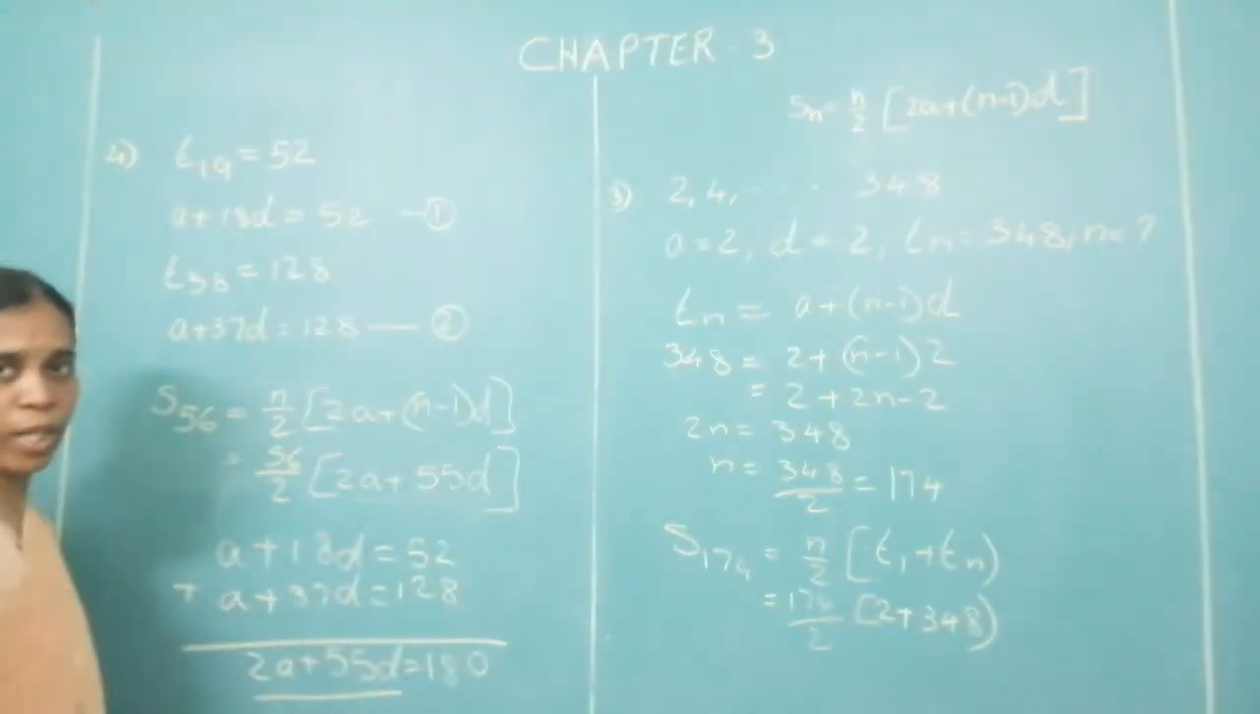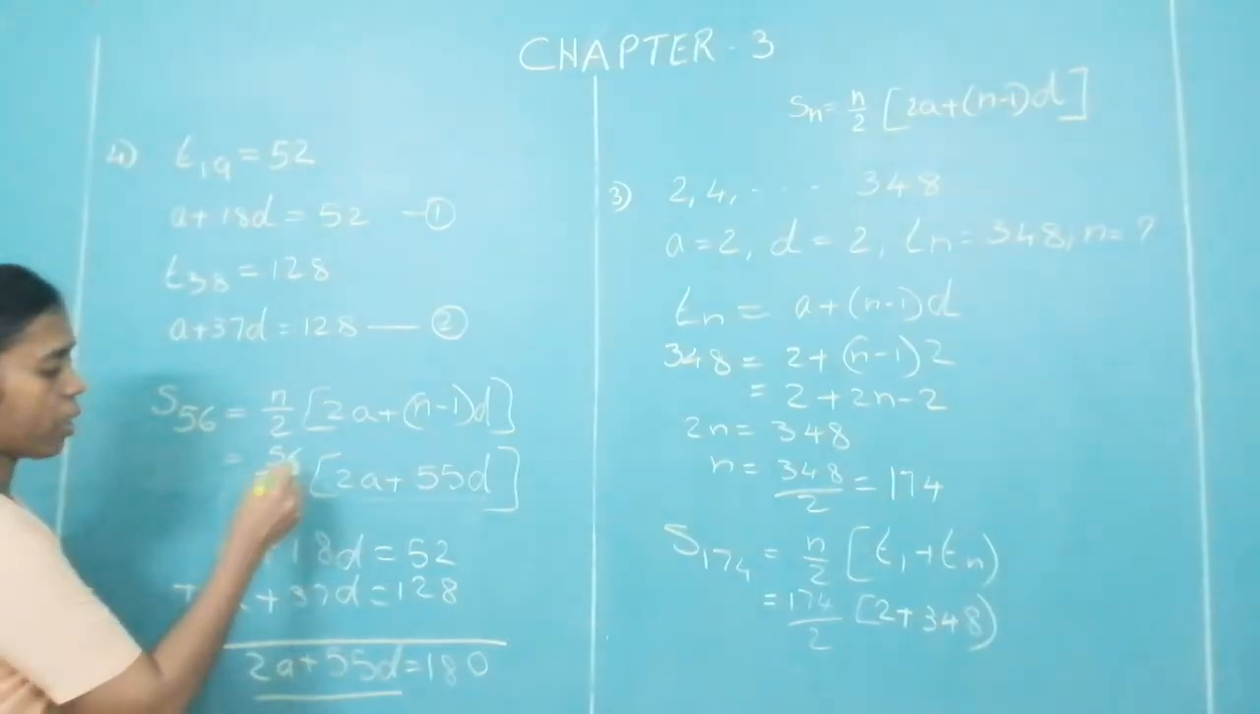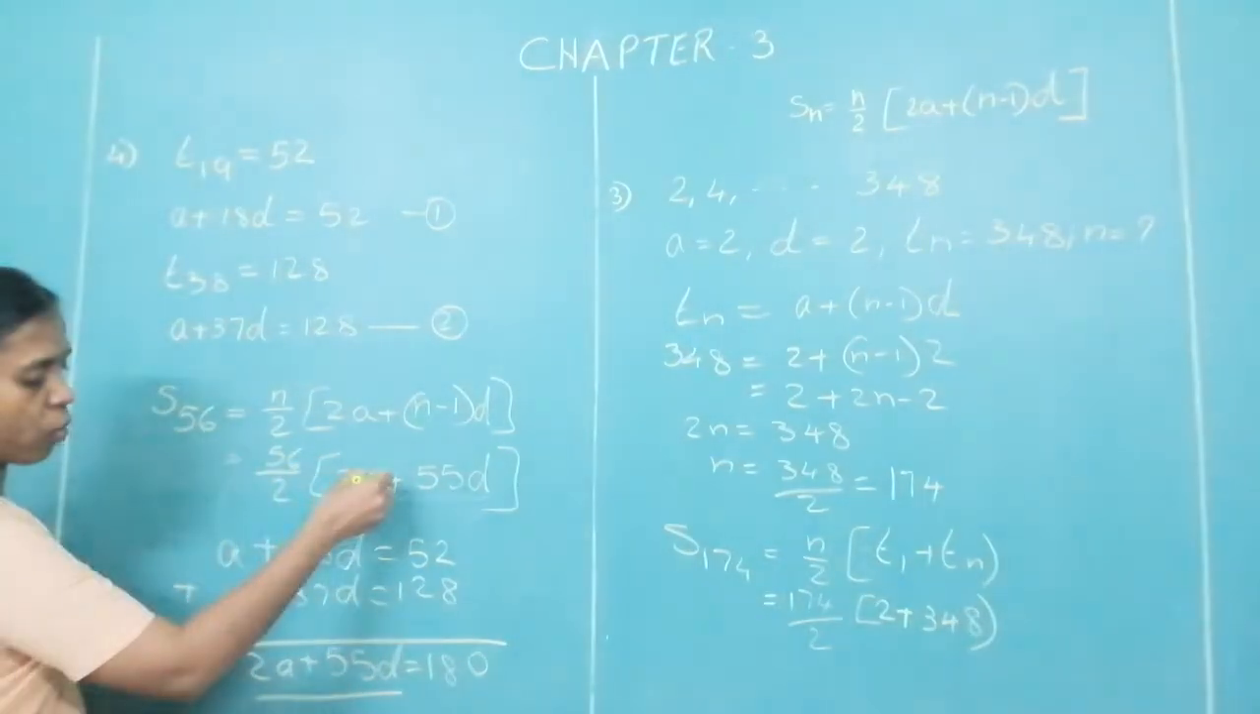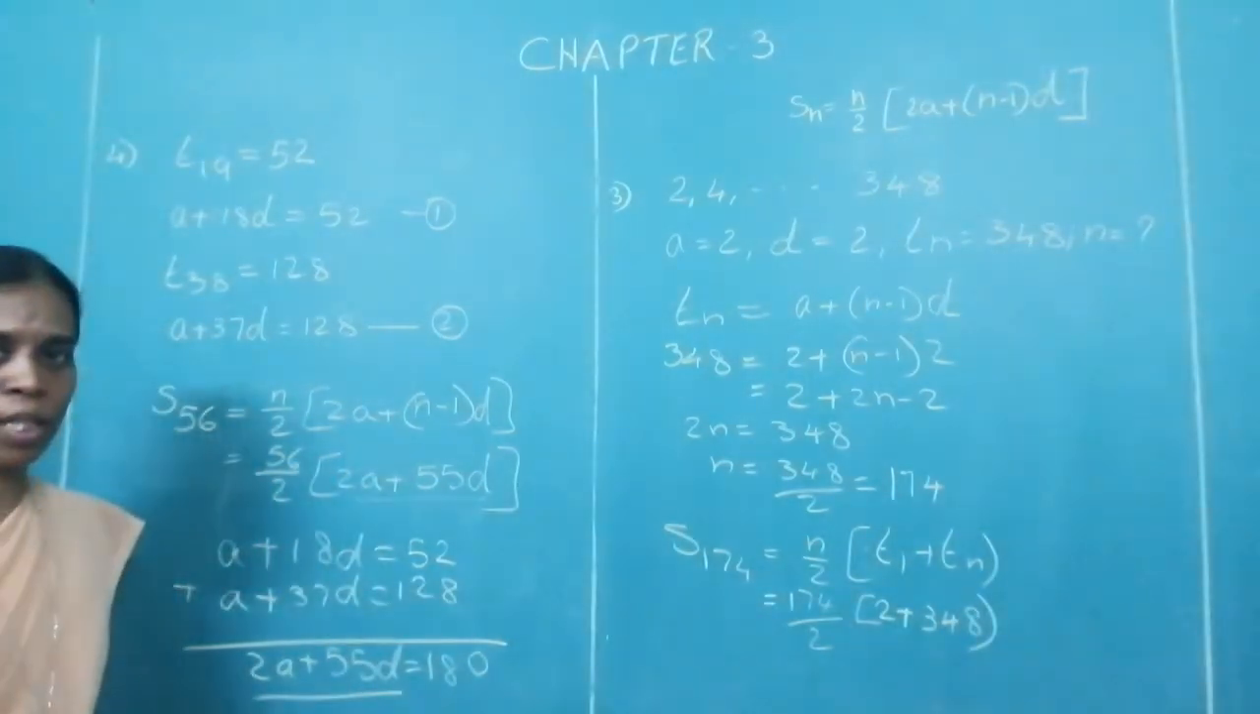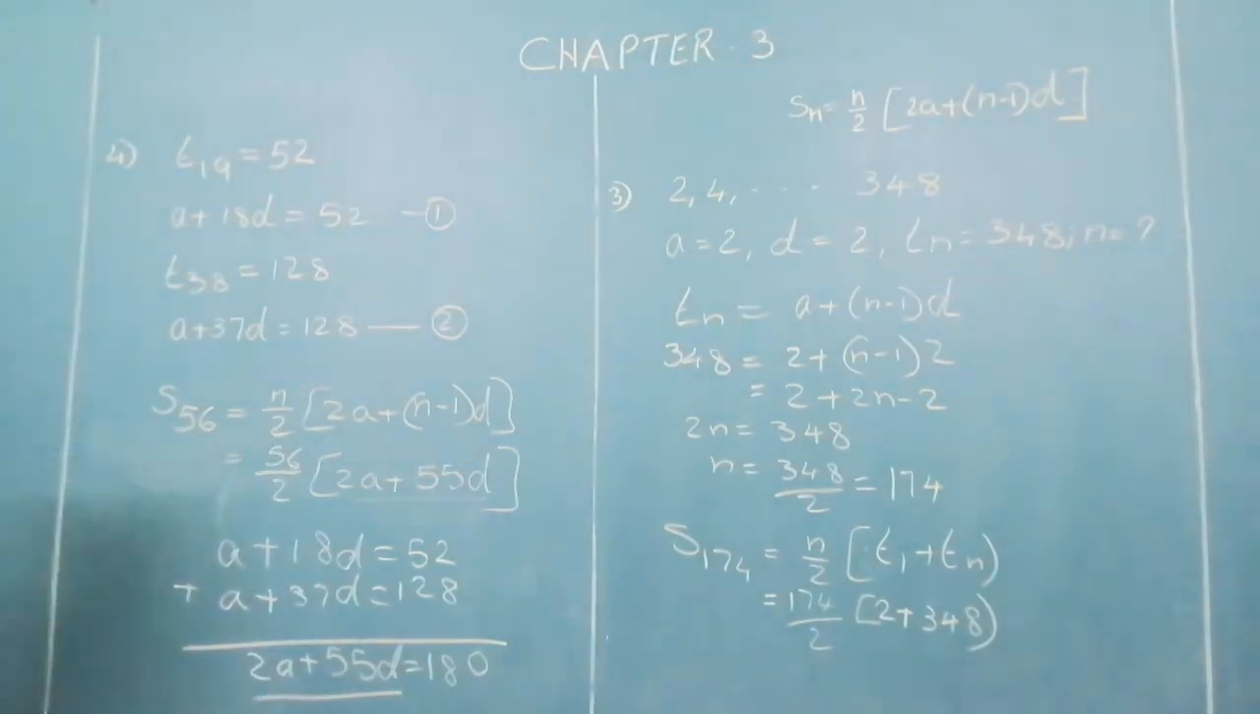Substitute that over here, 180. You get, cancel either with 56 or with 180, and you will get the answer. Okay.